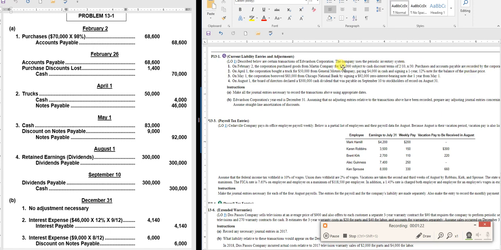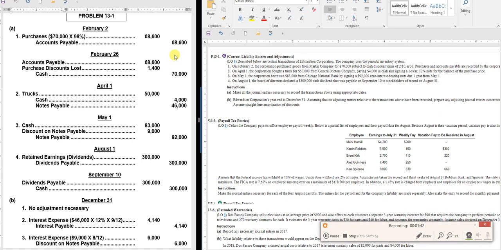So it's $70,000, so I recorded at net of the 2% discount. So in other words, I record 98% of it. So 70,000 times 98% is 68,600, and accounts payable. If this was the gross method, it would be 70,000, 70,000.